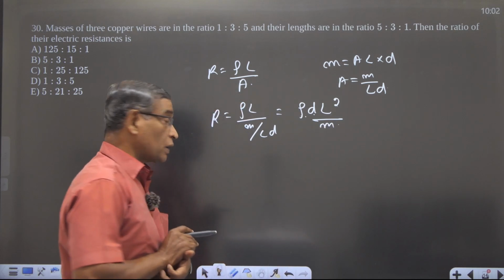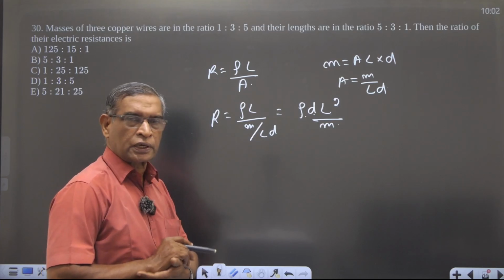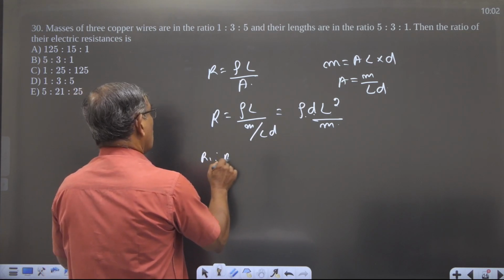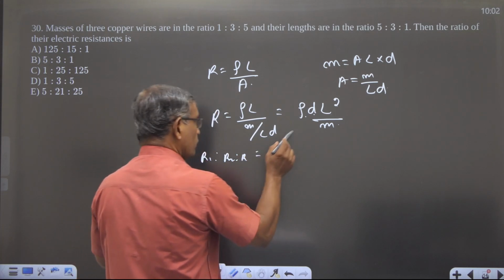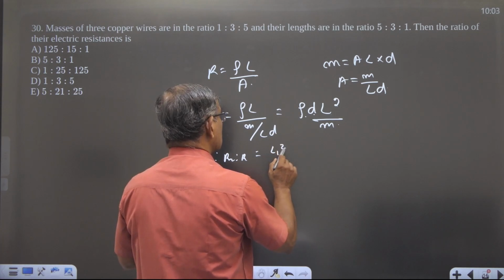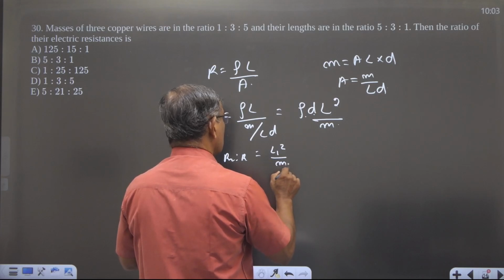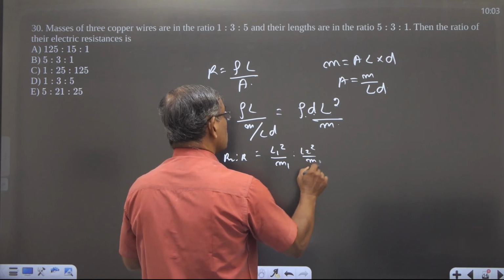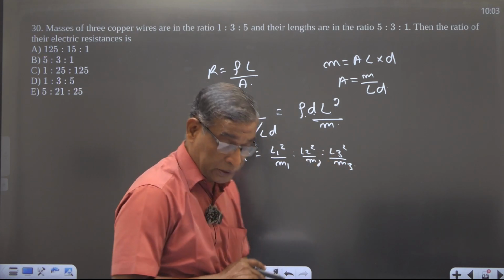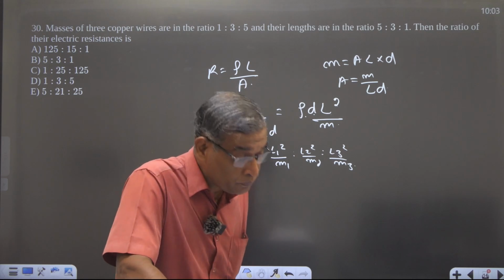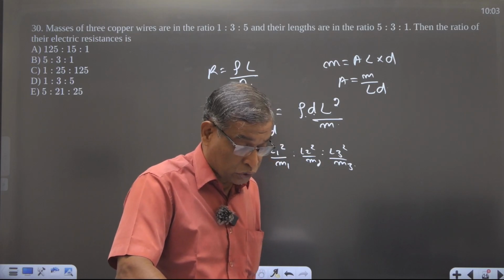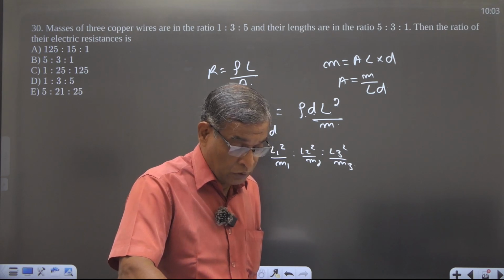Now, this is the formula for resistance in terms of length and mass. Both are given to you. Therefore, R1 is to R2 is to R3 is L1 squared by M1 is to L2 squared by M2 is to L3 squared by M3. L1, L2, L3 are given to you, and M1, M2, M3 are given to you. Mass ratio 1 is to 3 is to 5, and the length ratio 5 is to 3 is to 1.